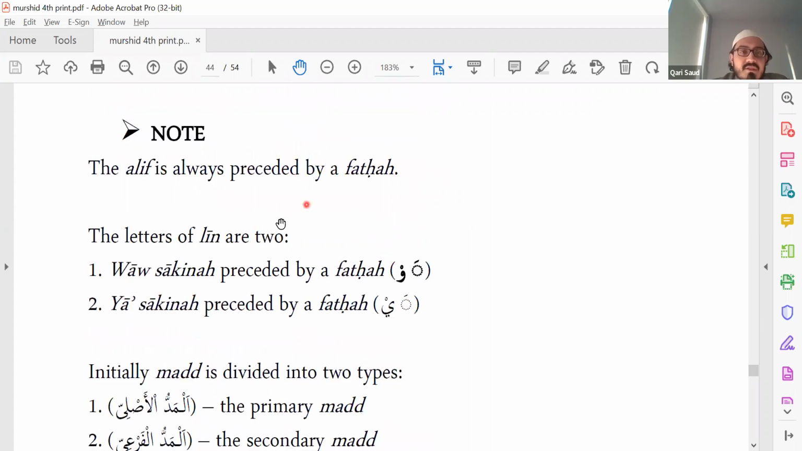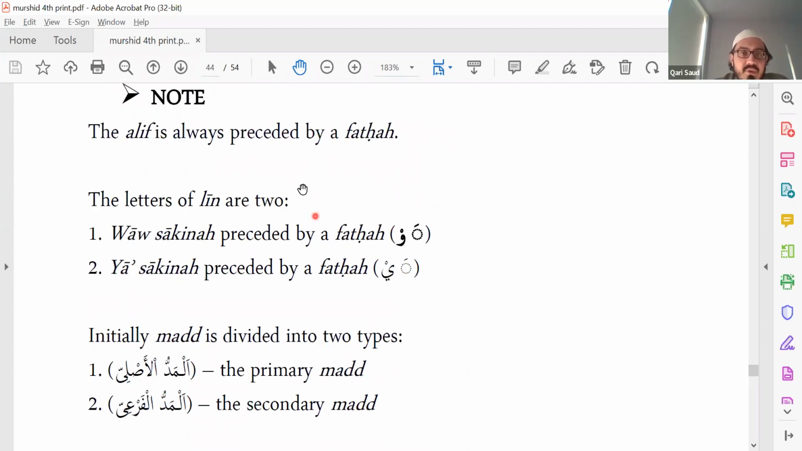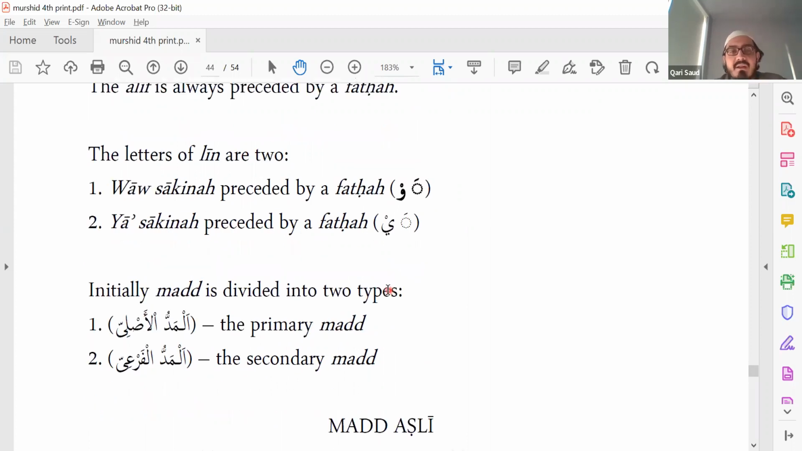Okay. The letters of lin are two. Waw sakina preceded by a fatha, so we have aw sound like khawf. And ya sakina preceded by a fatha, like ay. For example, shay, shaytan, and so on.